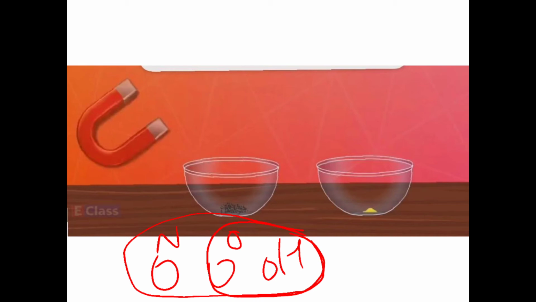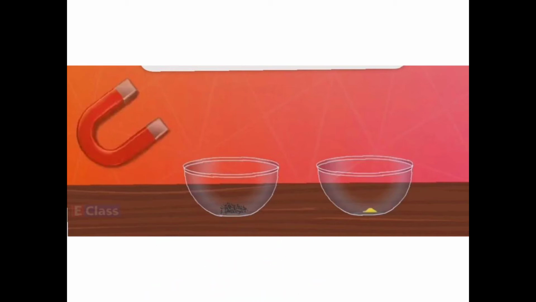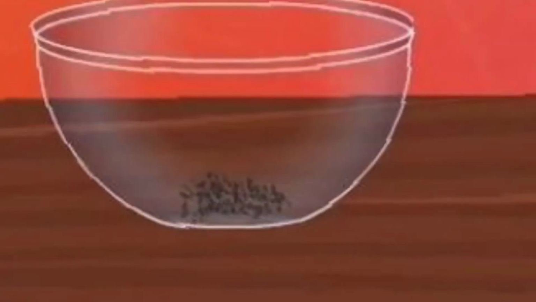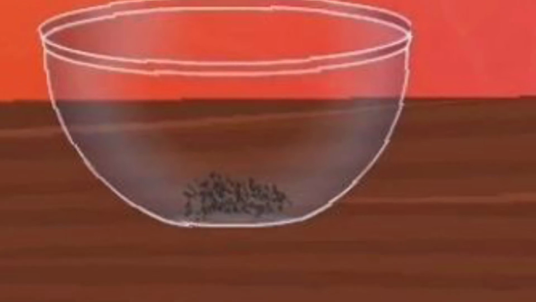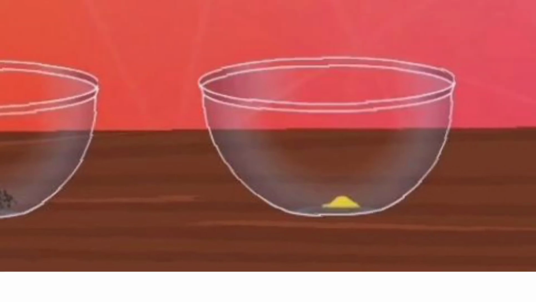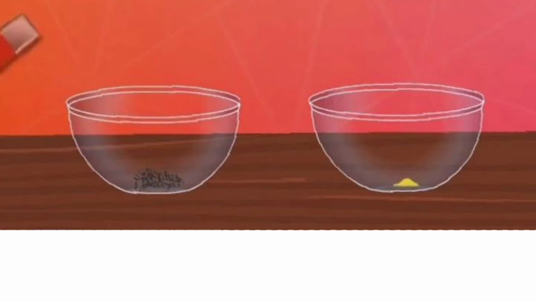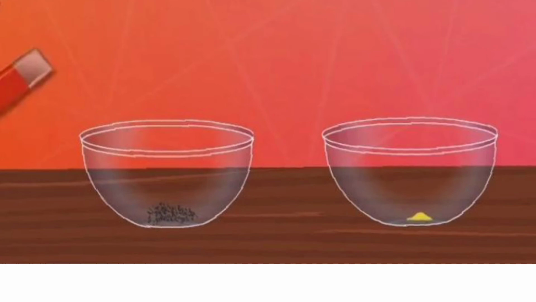Children, here I have iron filings. Iron filings means the powder of iron. This is the iron filings I have; I just magnified it a little bit. Can you see this? Okay, so these are the iron filings, and in the second I have sulfur powder. Sulfur is yellowish in color. Suppose I have taken 7 grams. See, it is almost double. 7 grams.